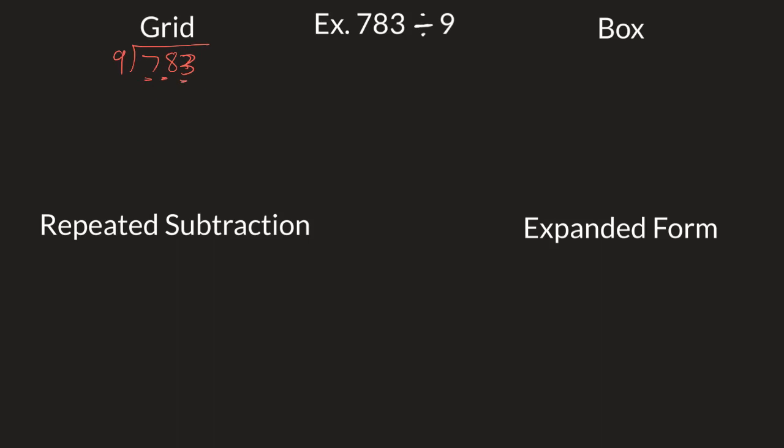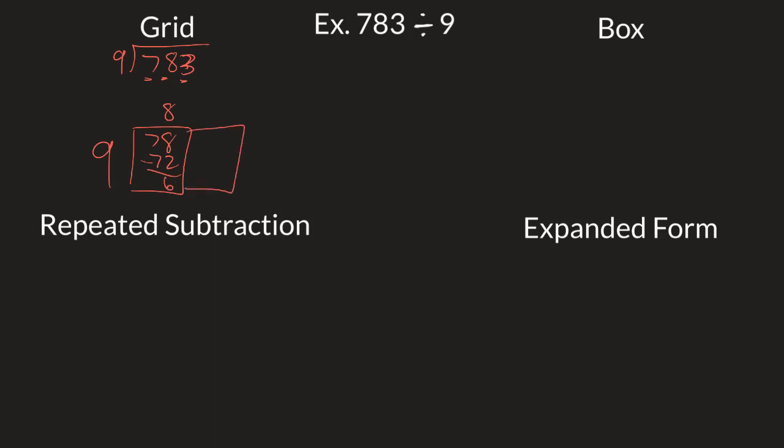783. Because when you write your box, it's going to look like this. You're going to start off with your first box. Can you divide 7 by 9? No, you can't. So it's got to be 78. What's the nearest number? It is 72, because you can go in there 8 times. 78 subtracted by 72 is equal to 6.